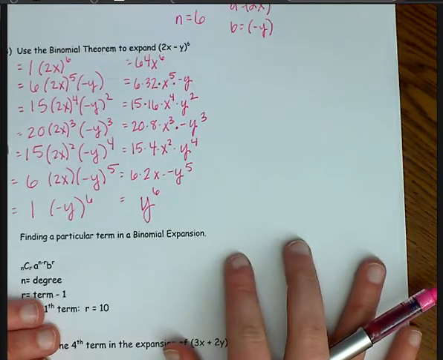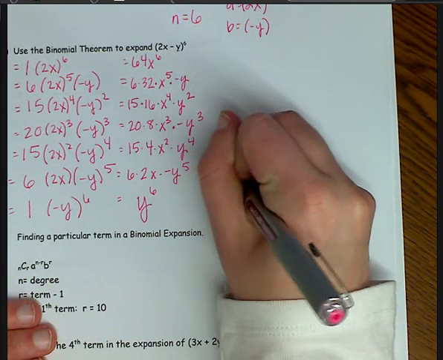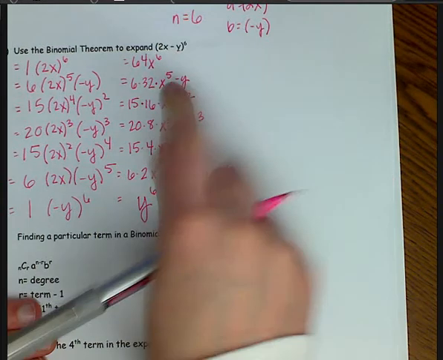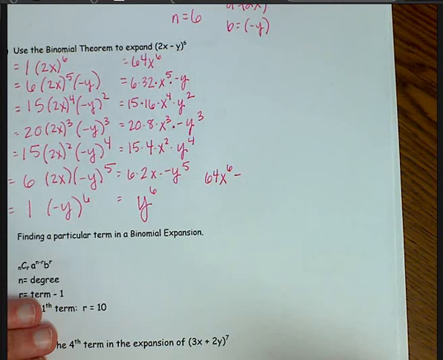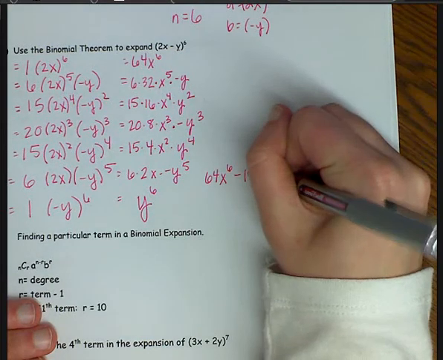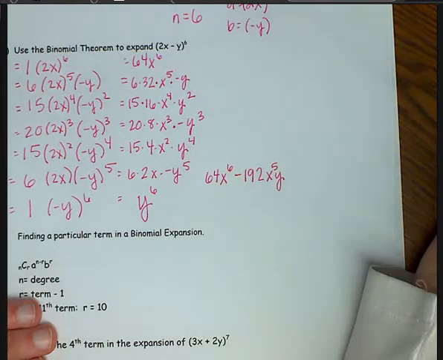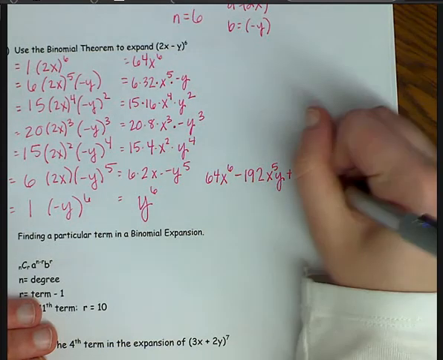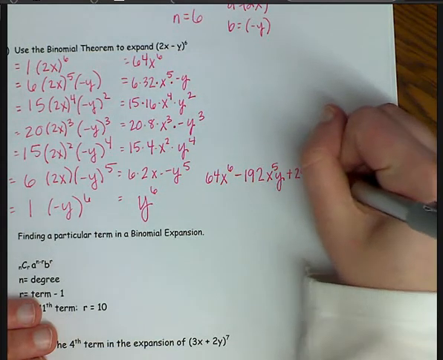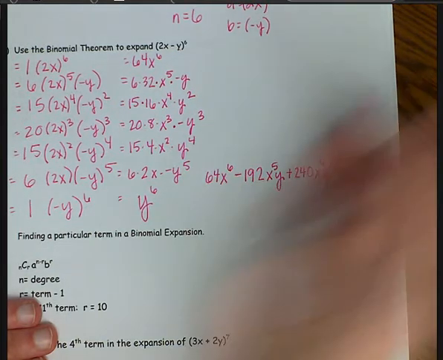So our first term is going to be 64x cubed minus my next term. 6 times 32 gives us 192 x to the fifth y plus 15 times 16 is 240 x to the fourth y squared. The next one is going to be a minus.